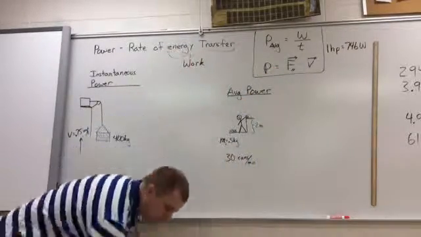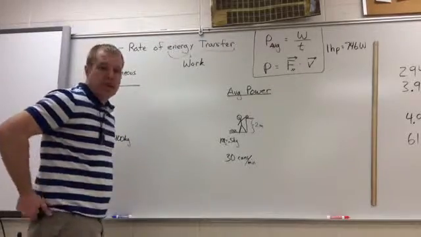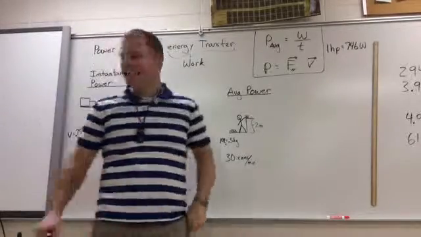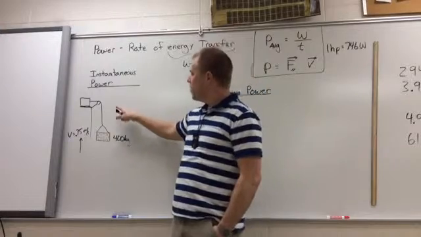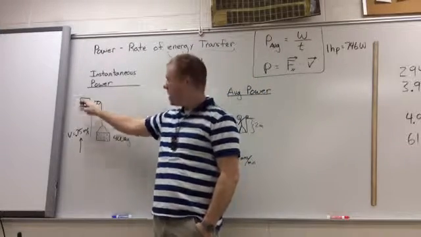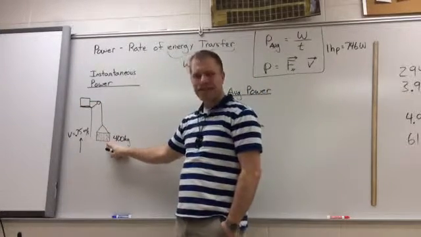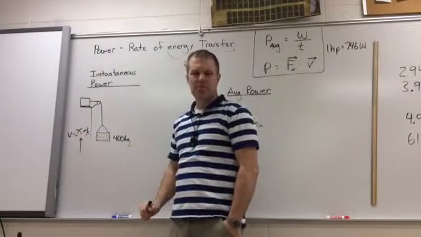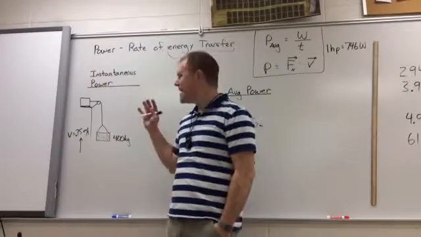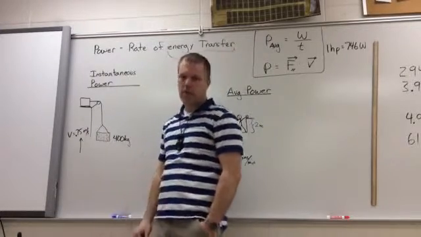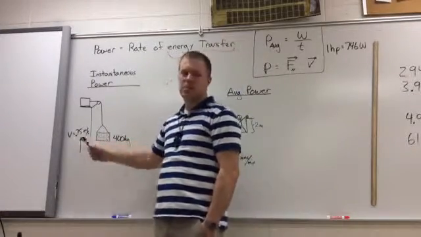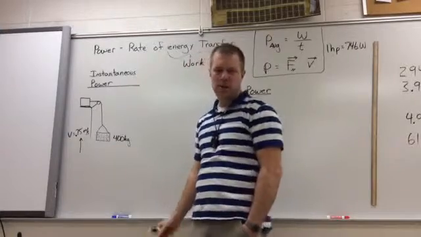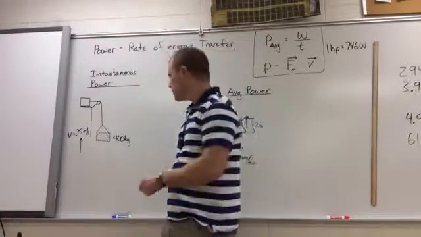So let's try 2 examples. The first example we're going to look at is instantaneous power. We're going to figure out what is the power of my motor here as it pulls up a 400 kilogram pallet of bricks at a constant speed of 0.75 meters per second. What's the instantaneous power at that moment? It's a constant speed, so our acceleration is 0. That'll make our problem a little easier.